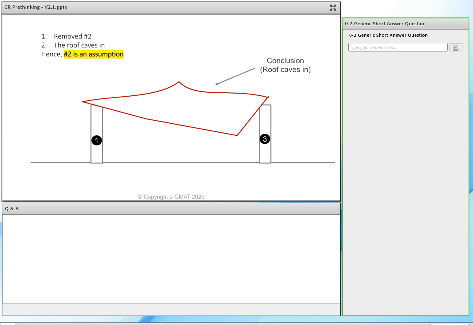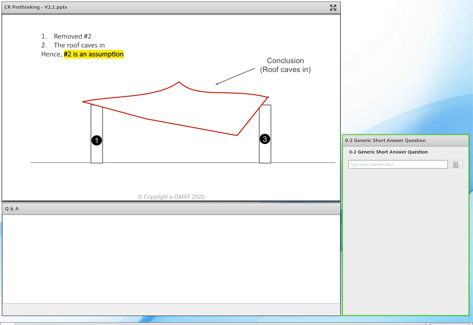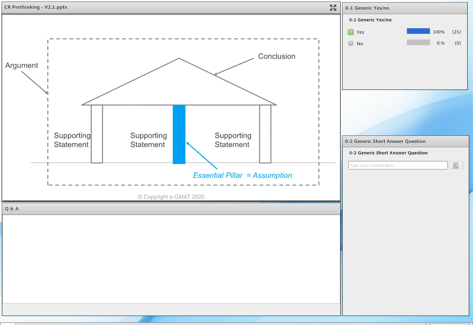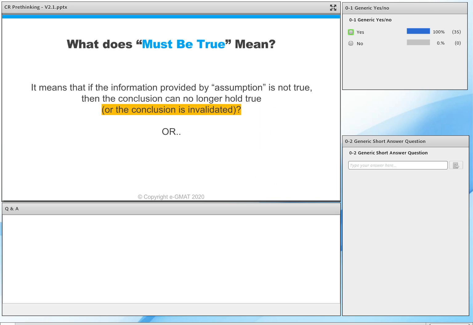Just a generic yes or no question. Visually, we're going to prove this through multiple examples, but just logically, does that make sense? The translation of this definition to this roof example. Do you have a slightly better understanding of what that must be true aspect is? Good. Okay. So we talked about this.